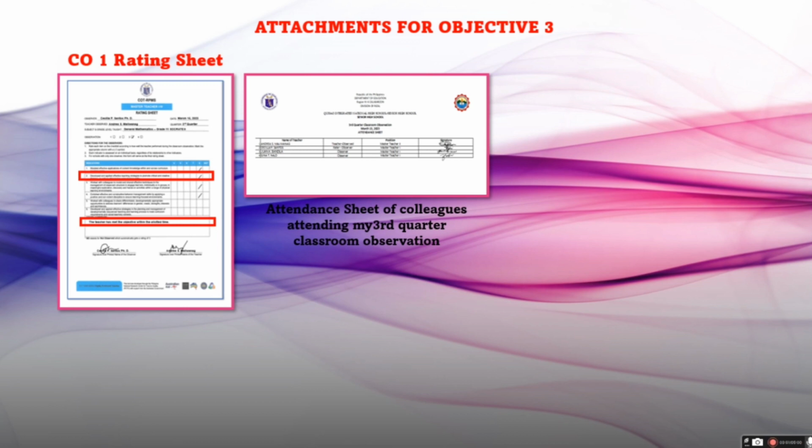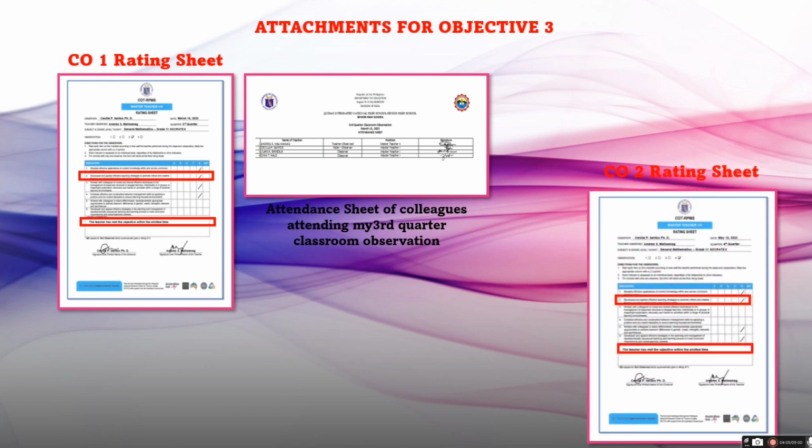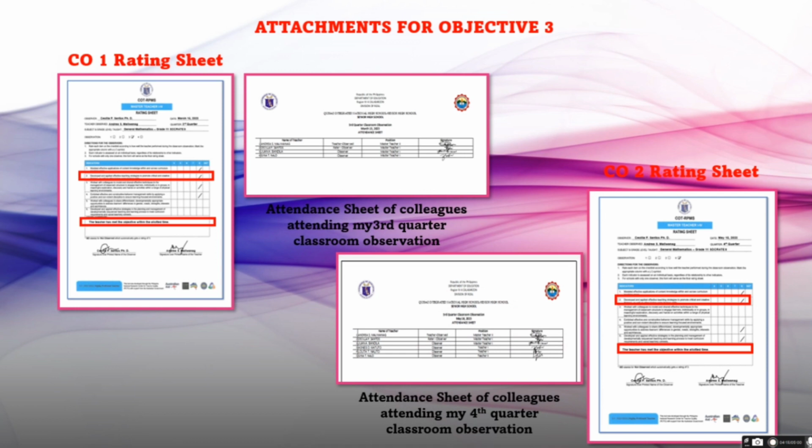But in reality, pwede po yun sa lahat ng classroom observable indicators, puro picture, o kaya, puro attendance sheet. Nasa sa inyo po yun. You just have to add proof of attendance of colleagues during your classroom observation. And of course, the classroom observation 2 rating sheet, which happened during the 4th quarter classroom observation. And, of course, the attendance sheet of colleagues that attended the 4th quarter classroom observation.